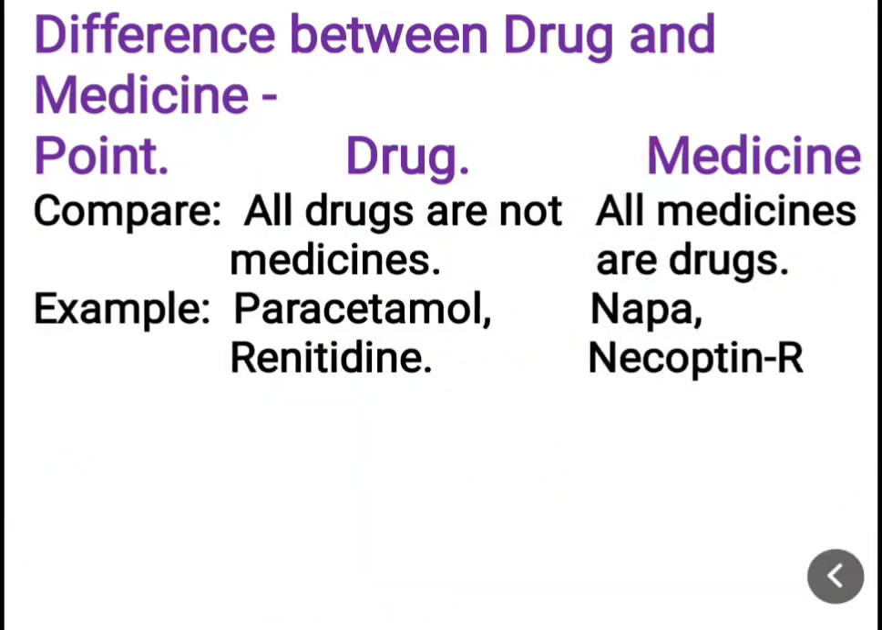Now, comparing: all drugs are not medicine, but all medicines are definitely drugs. Examples: drugs are paracetamol, ranitidine; medicines are Napa, nicotine. Paracetamol, if generalized, is considered a drug in many books. But in India, with a fixed amount of mg, say 600 mg, it is used as medicine.